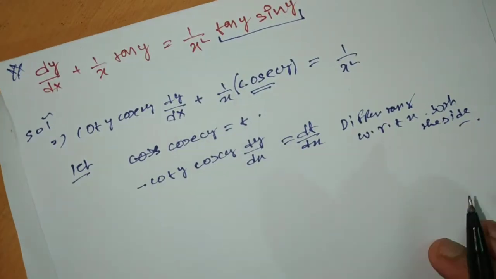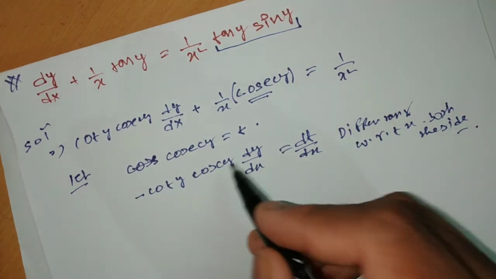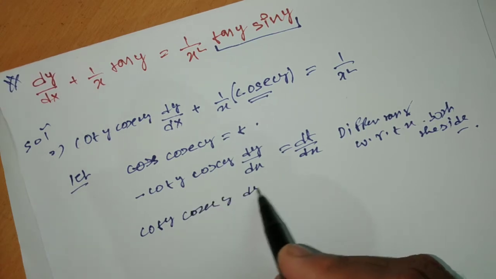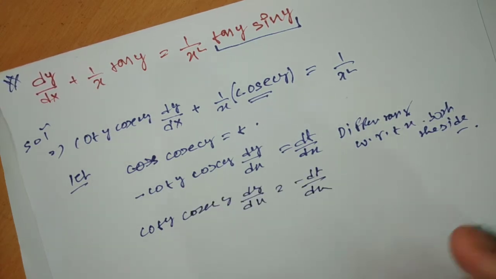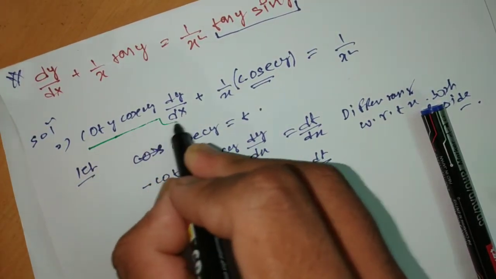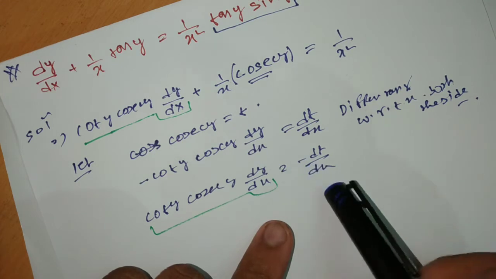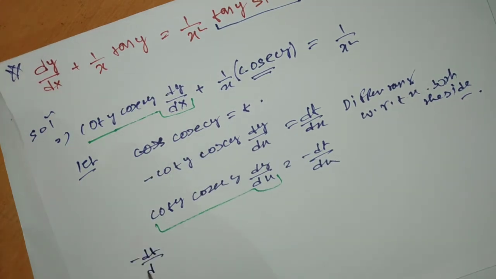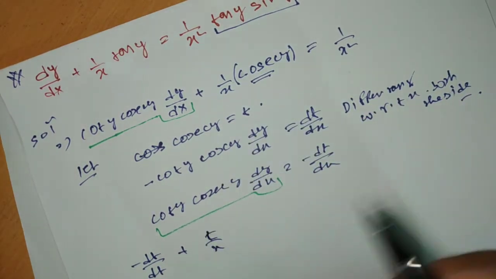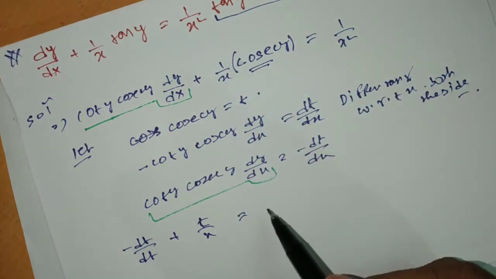So we get the differential of cosec y, which is equal to minus cot y cosec y. So cot y cosec y dy/dx is equal to minus dt upon dx. Now this term and this term are equal, so we can write this term as minus dt upon dx plus 1 upon x, and cosec y is t by x. No problem at all. So far so good. 1 plus x square will be the right side.